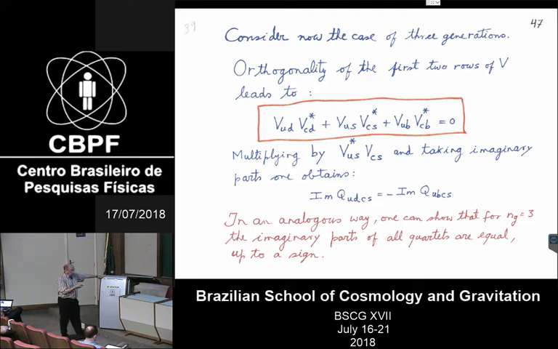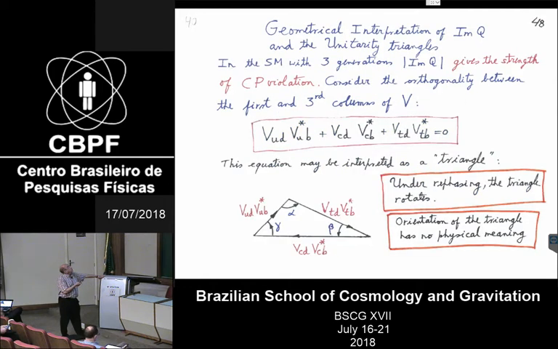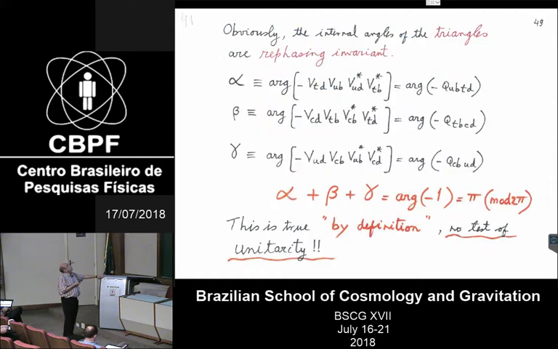I will show you the plot that is relevant. So this is the triangle. I may emphasize that these angles here are arguments of invariant quartets. But by definition, alpha plus beta plus gamma, the very definition gives pi. So this is no proof of, no test of unitarity. But today I will give you exactly how you could test unitarity, okay?